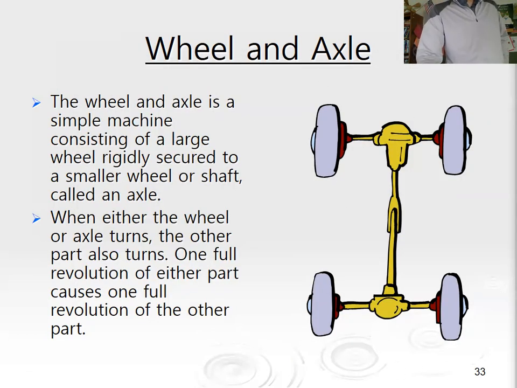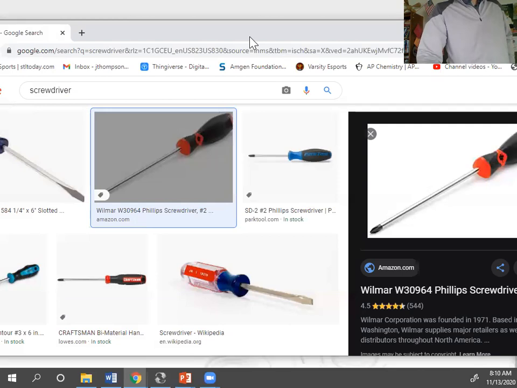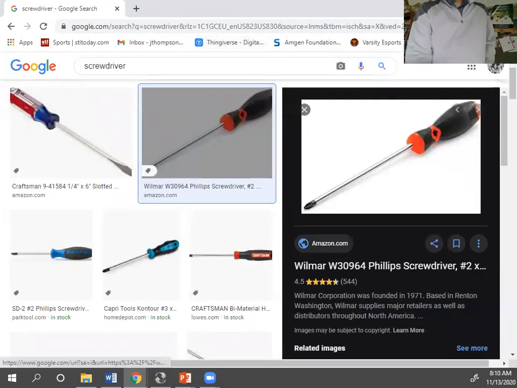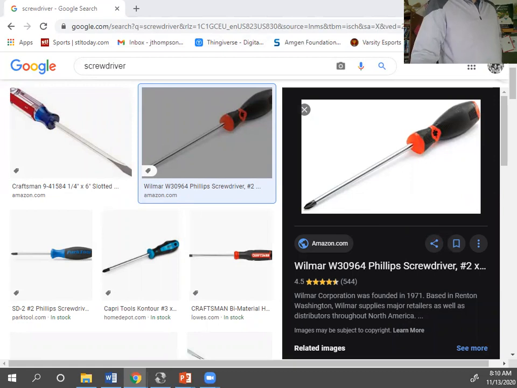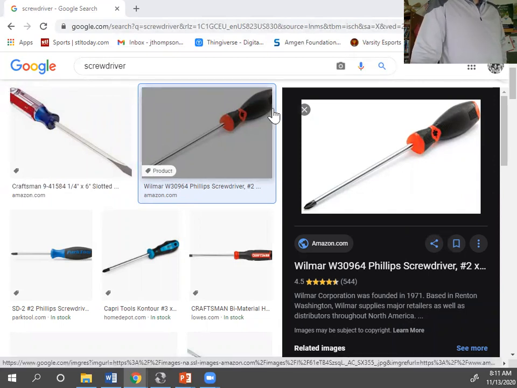All right, so here's a screwdriver. People don't know what a screwdriver looks like. So our wheel would be this handle right here, correct? Yes. Okay, our axle would be the long, skinny shaft.